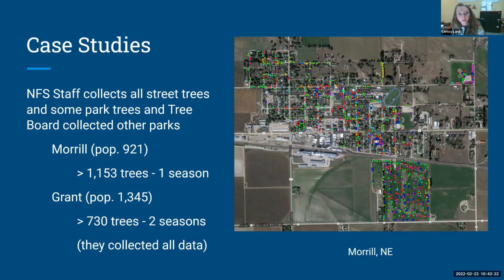Grant, on the other hand, they're at 1,300. So far, they've done about 730 trees in 2 seasons, and their tree board member is retired and he has all the time in the world. And so he dedicated his personal time to do the entire tree inventory. So I have not collected anything in Grant. So it's not necessarily just on community size. It's about their capacity and what they have available, and just kind of trying to understand that and gauge that.